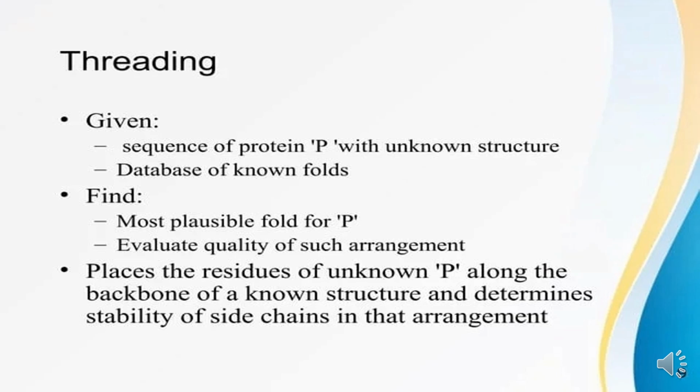Threading: given the sequence of a protein P with unknown structure and a database of known folds, we have to find the possible fold for P and evaluate the quality of such arrangements. So we place the residues of unknown P along the backbone of a known structure and determine the stability of side chains in that arrangement.